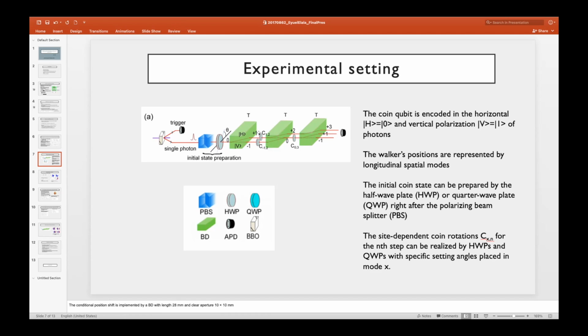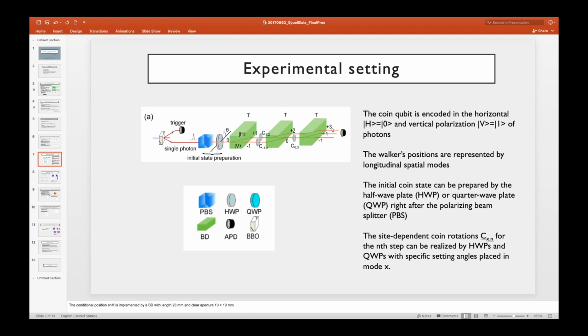these are the site dependent coin rotations. So these are half wave and quarter wave plates, put at a certain angle so that they are used to realize these site dependent coin rotations. So if it's at one, you use this coin rotation operation, using some photonic equipments.